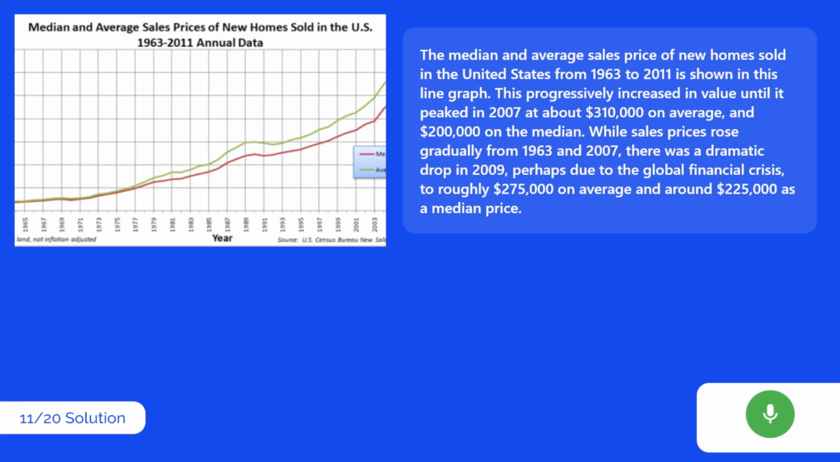While sales prices rose gradually from 1963 and 2007, there was a dramatic drop in 2009, perhaps due to the global financial crisis, to roughly $275,000 on average and around $225,000 as a median price.